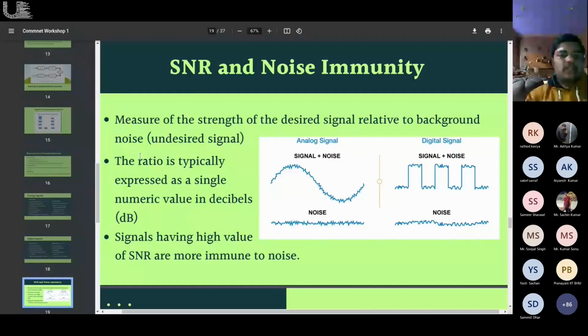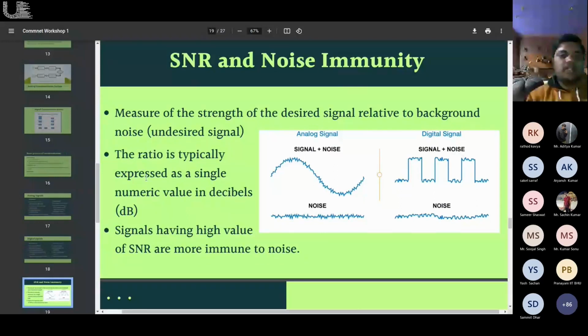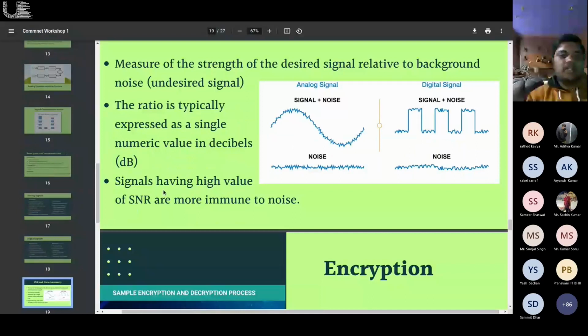The ratio is typically expressed as a single numerical value in decibels. Okay, so we are expressing those values in decibels. Signals having a high value of SNR are more immune to noise. See, if we have a high SNR value, it means signal power is very high in comparison to noise. So we can easily ignore the noise with respect to the signal, right? Am I right? Yes, brother. Okay.